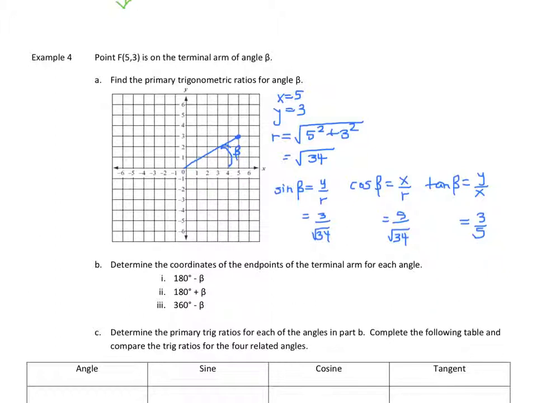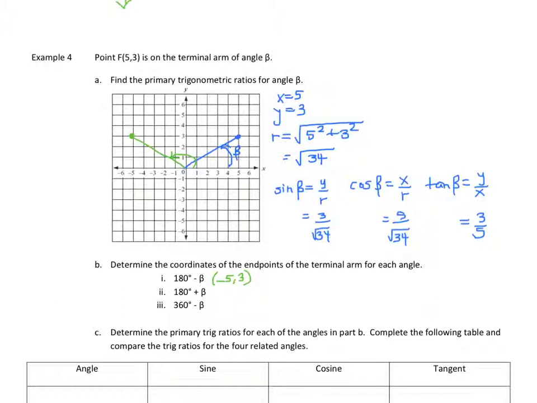If beta is an acute angle in quadrant 1, 180 degrees minus beta would have its terminal arm in quadrant 2. And if we reflect the point F across the y-axis, we would have a point on the terminal arm of the angle 180 degrees minus beta. So there we would have 180 minus beta right there. So the coordinates of a point on that terminal arm would be negative 5, 3.